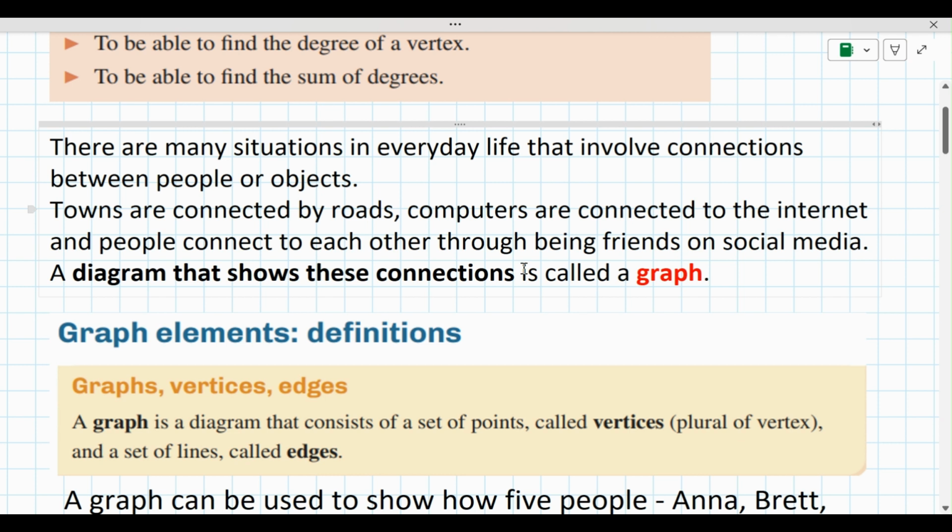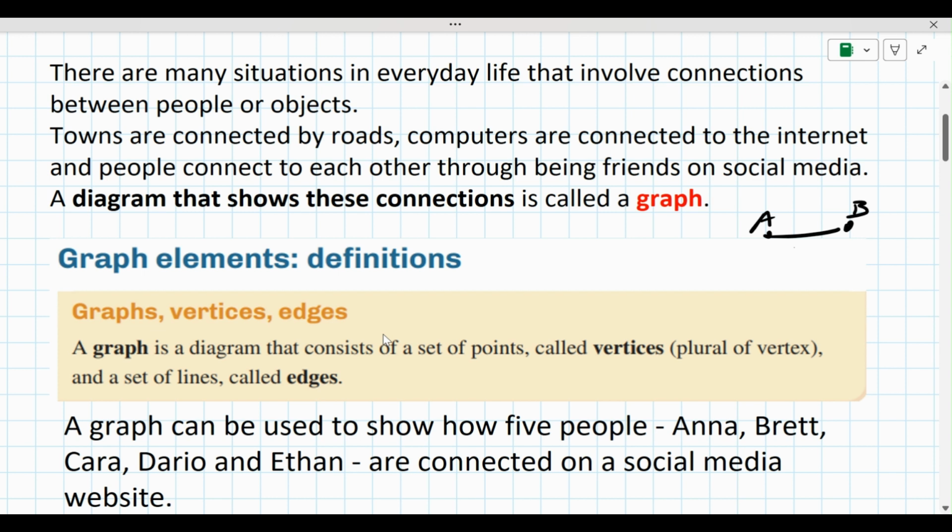Before that, I want you to know what a graph is. For example, we learned the basics of graphs before, like the roads and towns A to C, the difference between A, B and C. Computers are connected to the internet, and people are connected to each other in networks on social media and so on. The diagram that shows the connections is called a graph: lines and points.